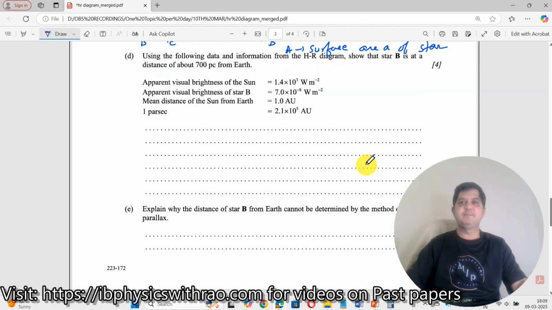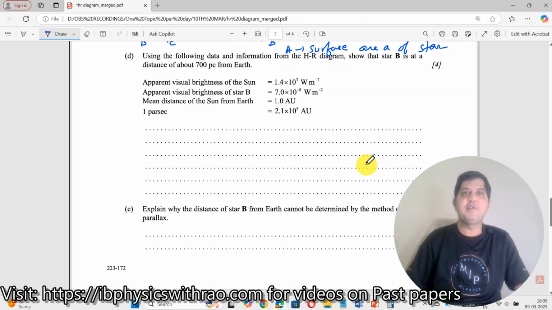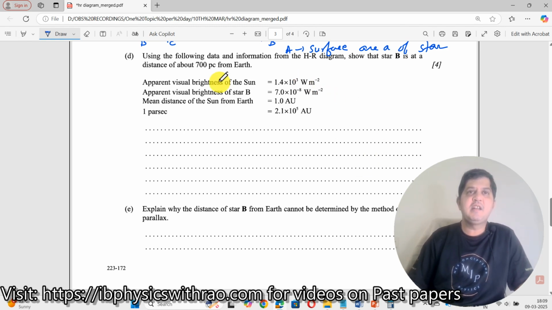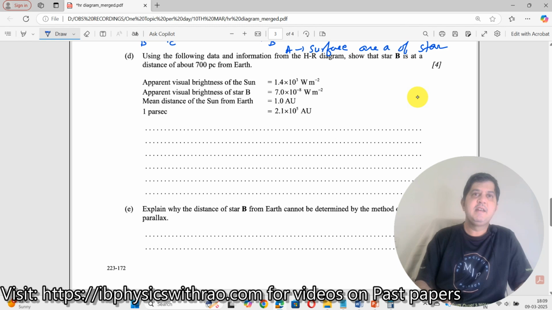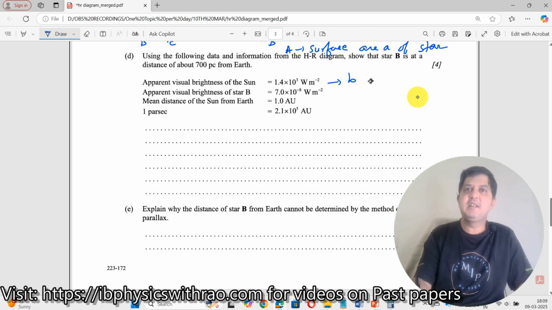Then next. Now let us begin with this. Using the following data and information from the HR diagram, show that star B is at a distance of about 700 parsecs from the Earth. Apparent visual brightness of the sun, what is this given here? This value of B is given. How do you relate B and L? You can write B is equal to L divided by 4 pi d square. What is L? Luminosity of the sun. If this is for sun, this is also sun. L sun over here, 4 pi d square. What is this d square over here? d square should be d sun square.